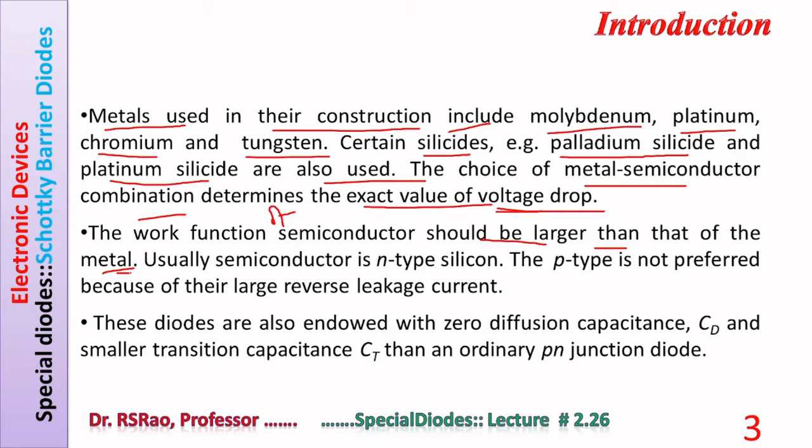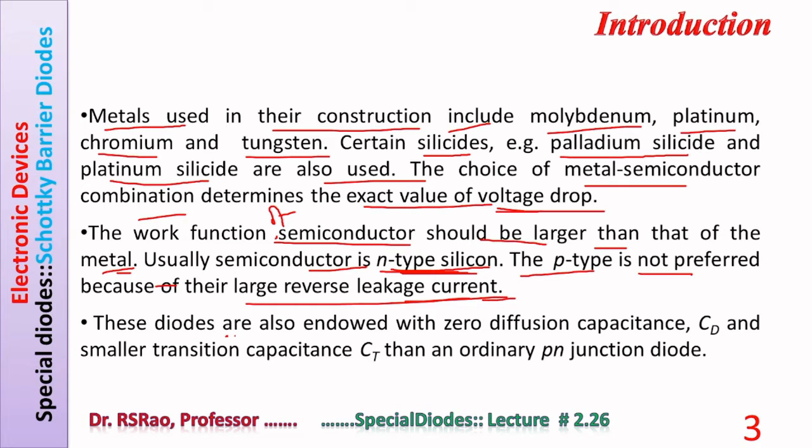While choosing a metal-semiconductor combination, certain precautions must be taken. One such precaution is that the work function of the semiconductor should be larger than that of the metal. Usually, the semiconductor is N-type silicon. P-type is not preferred because of its large reverse leakage current.